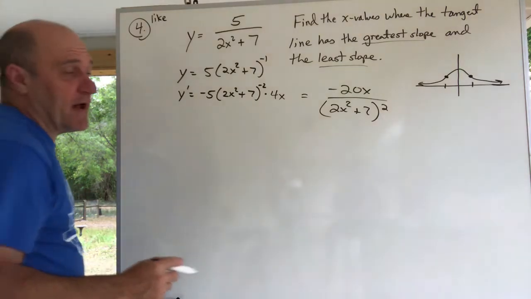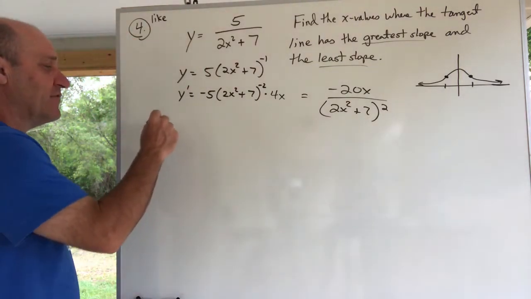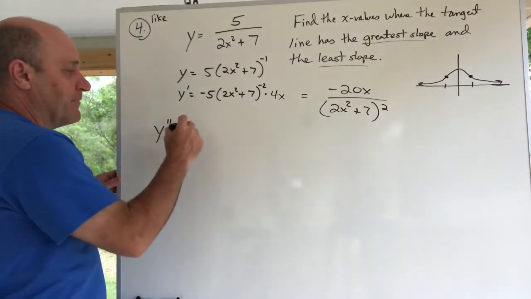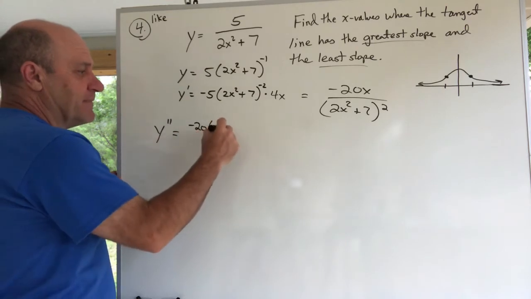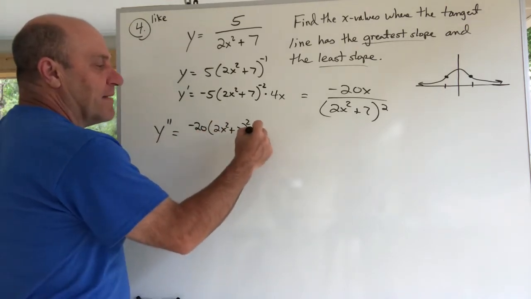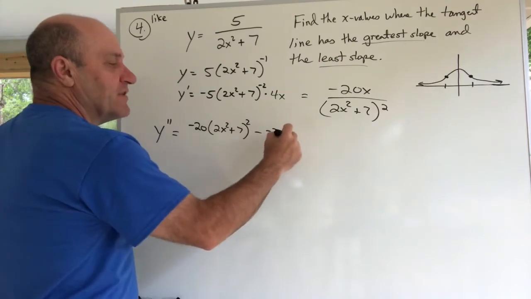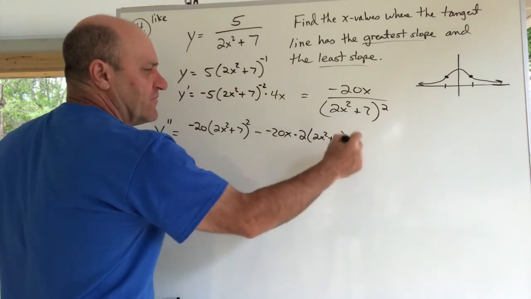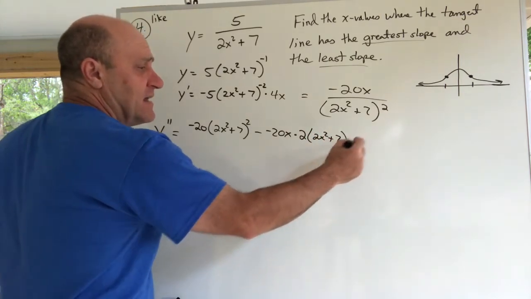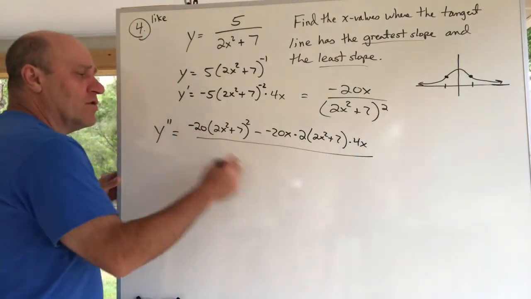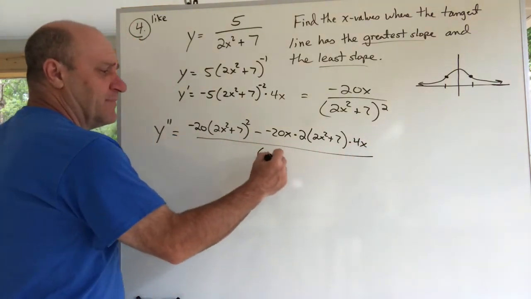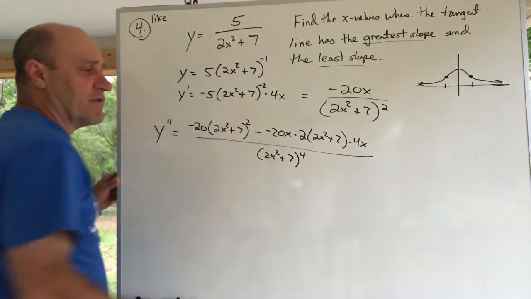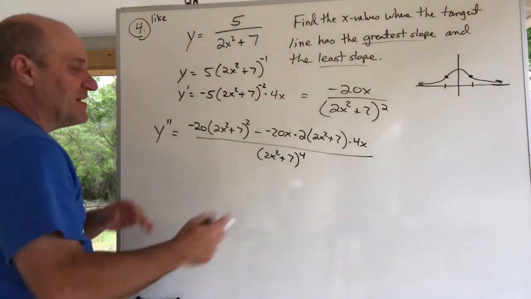But I need y double prime to find the inflection point. So I need the second derivative, and here we go. I think now I will do a quotient rule. All right, derivative of the top, negative 20, times the bottom, minus, write down the top, and please take the derivative of the bottom, which would be 2 times 2x squared plus 7 to the first, times the derivative inside, which is a 4x, all over the bottom squared. The bottom denominator squared, that's already squared. When you square it, it's to the 4th. Wow. All right, I want to set this equal to 0.